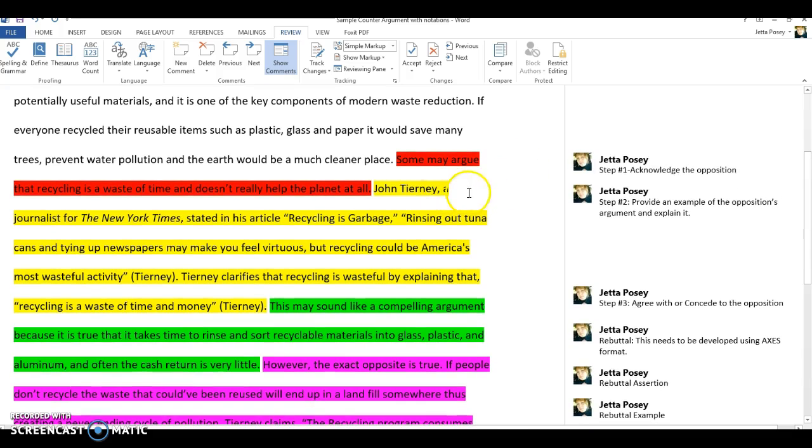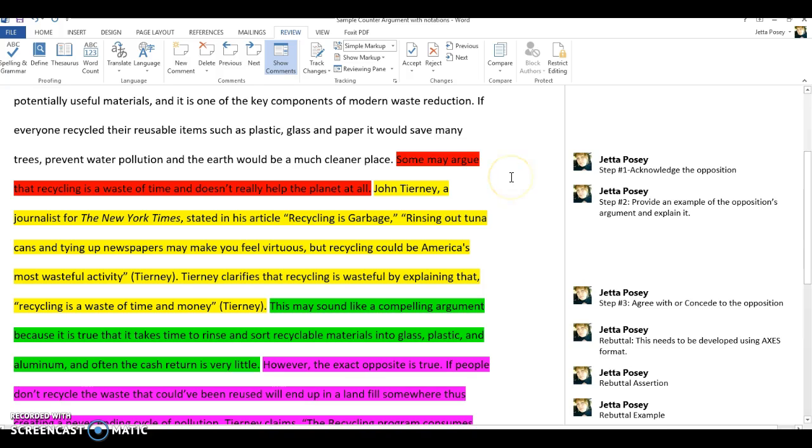So that happens here in the yellow highlighted section. The student said John Tierney, a journalist for the New York Times, stated in his article, "Recycling is garbage. Rinsing out tuna cans and tying up newspapers may make you feel virtuous, but recycling could be America's most wasteful activity." And then the student explains that further by saying, Tierney clarifies that recycling is wasteful by explaining that recycling is a waste of time and money. So that was step 2.